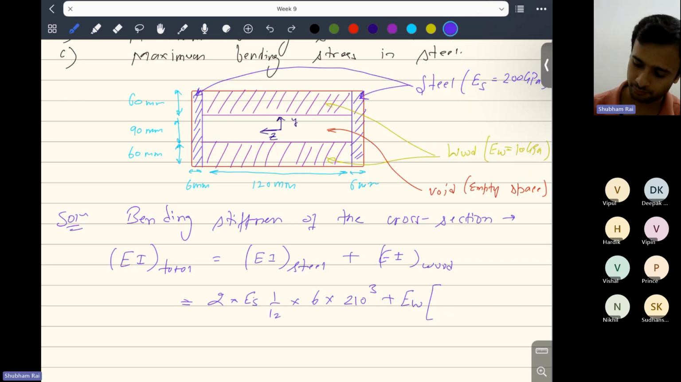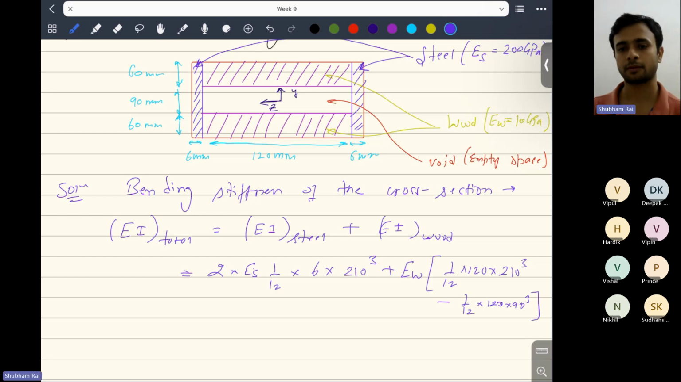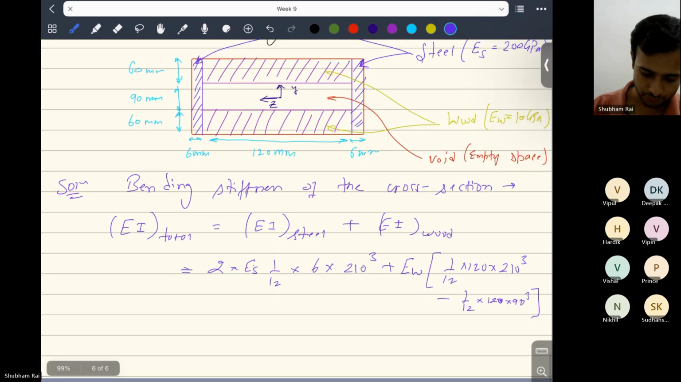central part will be 1 by 12, which is 120. And H is again 210 to the whole cube, right? And minus 1 by 12, which is again 120. And now thickness is 90. Okay. So if you solve this, finally we'll get, let me just solve it.